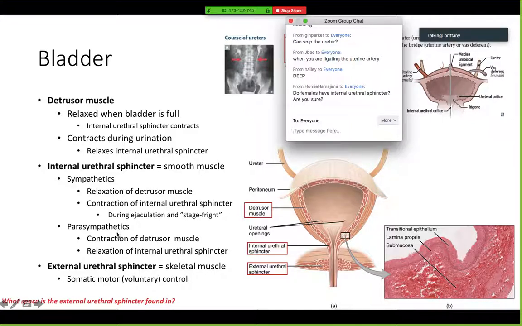Okay. If your parasympathetics are in control, then the detrusor muscle is going to contract and the internal urethral sphincter is going to relax. So, if you think about it, you don't want to pee yourself again when you're running from a bear. So you want to make sure that the sphincter contracts and then the detrusor muscle relaxes to allow the bladder to fill without you needing to urinate. Okay.